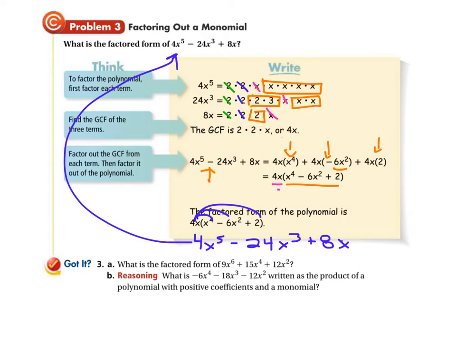And we do. Okay? So here's your got it problem down at the bottom. You're going to give the factored form of this polynomial. And then it says for reasoning, right here, what is this written as the product of a polynomial with positive coefficients and a monomial. The monomial that we're going to factor out has to take the negative out of it. Okay? So if you take the negative for each one and you put it as part of the monomial, what is left as a polynomial on the inside of the parentheses that all have positive coefficients. Do those two pieces, pause it right now, do those two pieces, and then unpause it and check your answer.